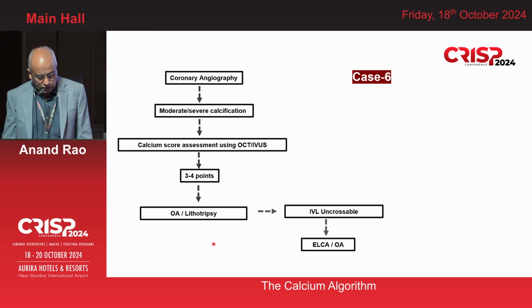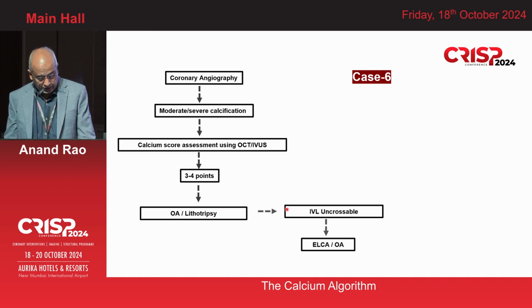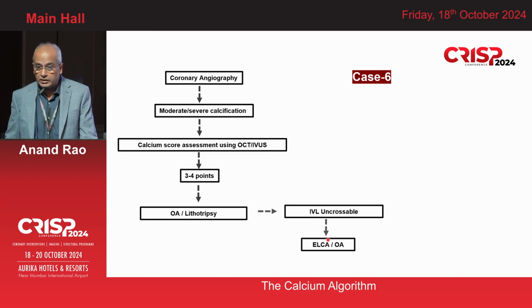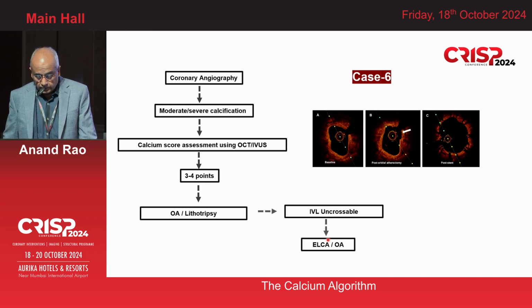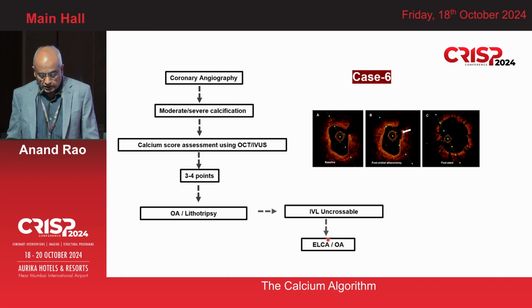So if the calcium score is very high, then you should be prepared to take care of these lesions with one of these modalities. And of course, laser is there, but not many centers are equipped with laser. So this is how it looks when you do a baseline study: circumferential calcium, then orbital atherectomy, and then stent.